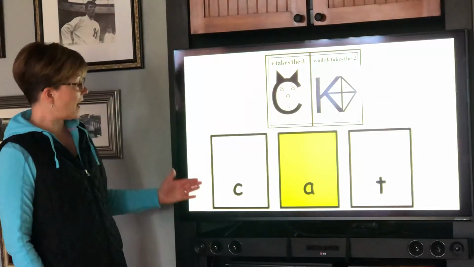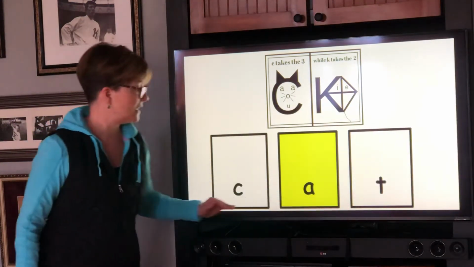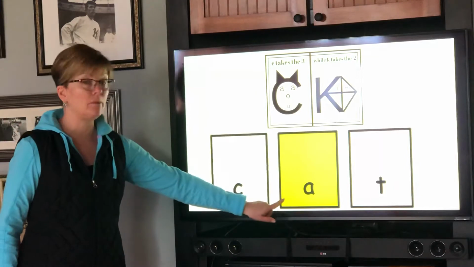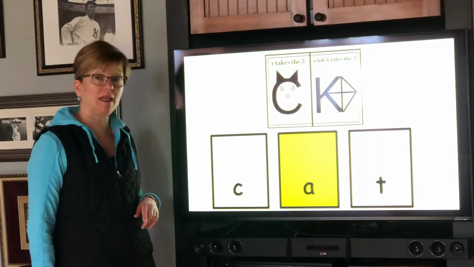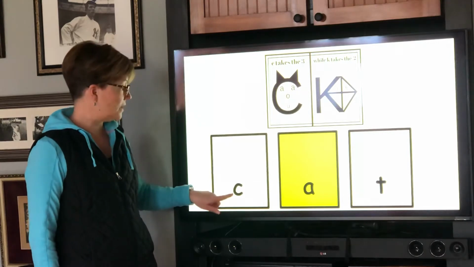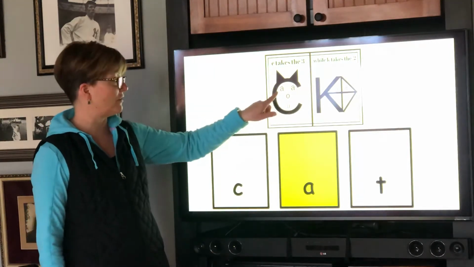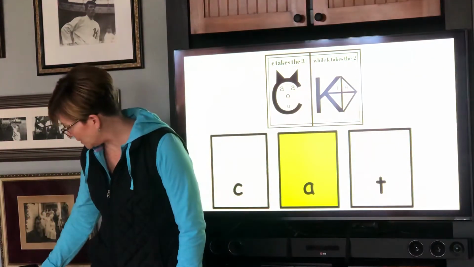So I have the word up here, cat. And because there's an A in the middle of that word, I'm going to use a C at the beginning for my K sound, C. Because remember, the A was a letter, a vowel, that was in the cat's face. Let's take a look at another one.